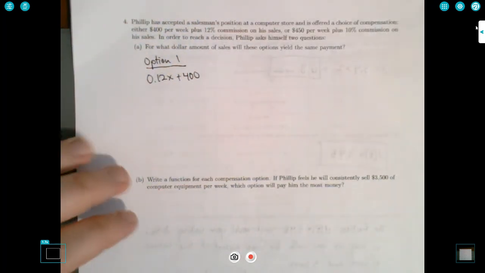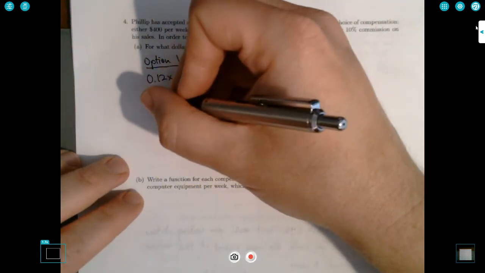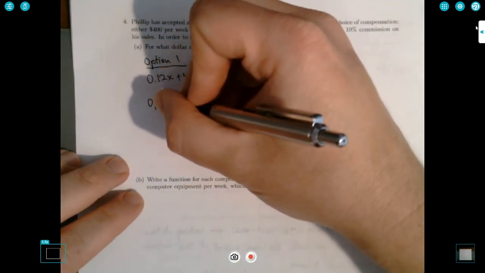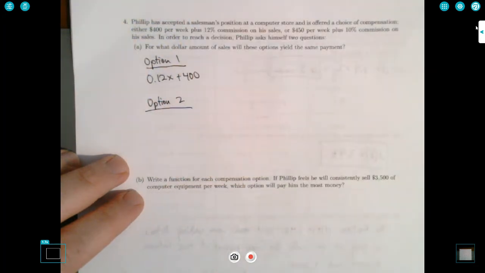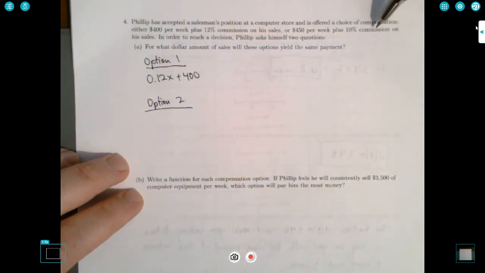For option 2, the amount of money that he makes is going to follow a similar line of reasoning. If we say he sells X dollars, then the commission he's going to make is going to be 10% of X, so 0.10 times X. But then the total amount of money he's going to make is going to be his commission plus that weekly rate of 450. So it'll be 0.10 times X plus 450.